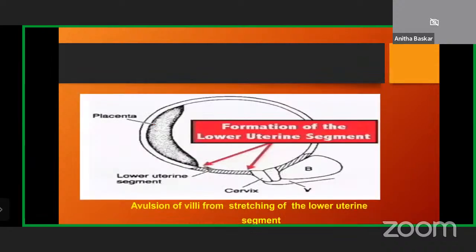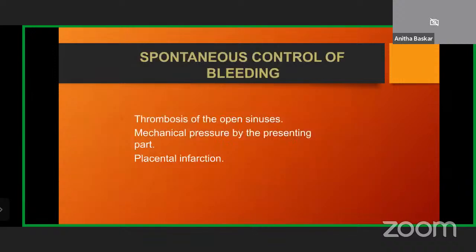This you can see in the diagram. This is the formation of the lower uterine segment. Here there is a lower edge of the placenta, which gets sheared from the lower segment, and avulsion of villi from the stretching of the lower uterine segment causes bleeding into the vagina. What is this type of bleeding? It is called the warning sign of hemorrhage.